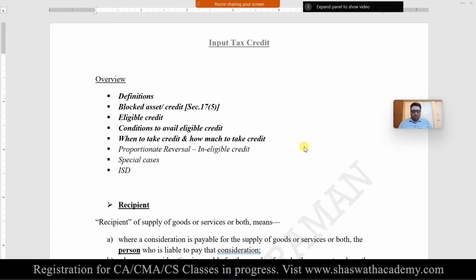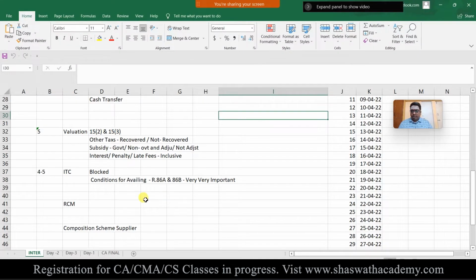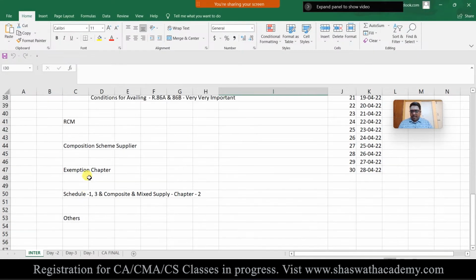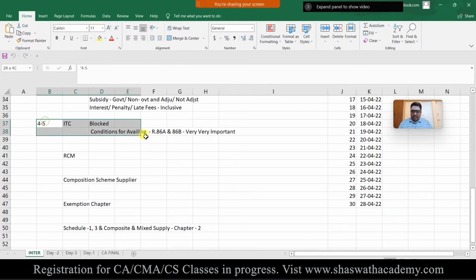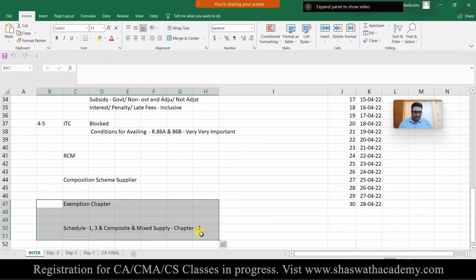Guys, the total objective is what? See, here is what the objective is all about. Today we are bound to learn input tax credit and RCM implication. Composition scheme supplier I have already touched on. And any doubts on exemption and chapter 2, I will be touching on that as well. So please unmute yourself and ask your doubts. That's the most advisable thing you can do.